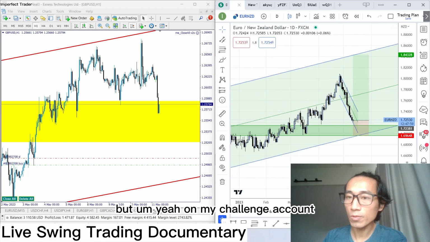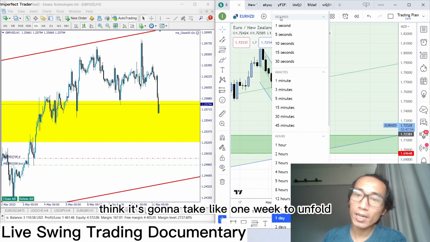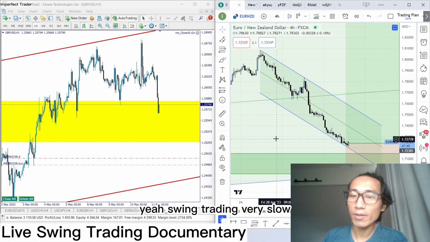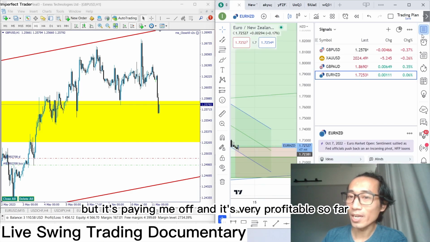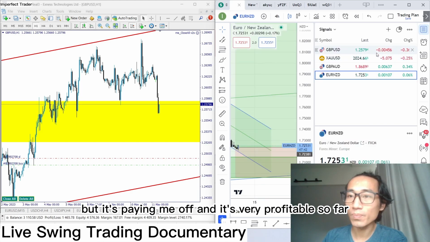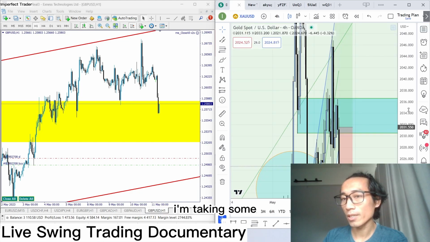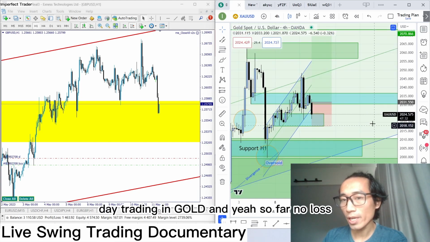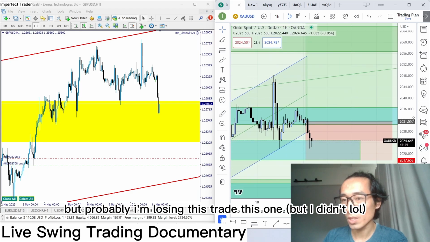Yeah, on my challenge account, and I think it's going to take like 1 week to unfold. Yeah, swing trading is very slow, but it's paying off, and it's very profitable so far. I'm surprised I don't have any losses this week. I'm taking some day trading in Go, and so far no loss. But probably I'm losing this trade, this one.